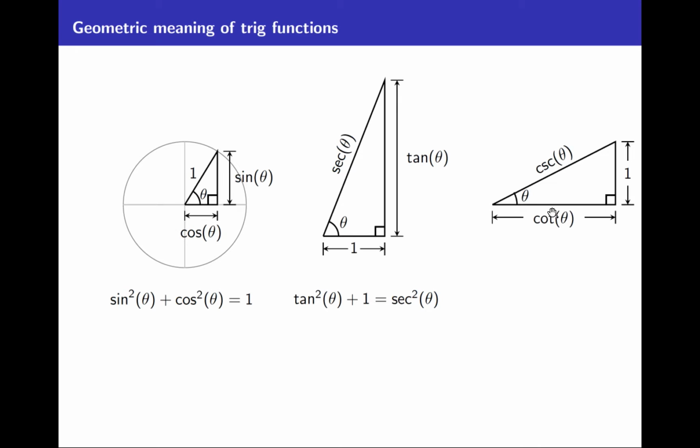And there's another fundamental equation that's going to come from this triangle. Cotangent squared theta plus 1 squared equals cosecant squared theta. That's what the Pythagorean theorem says about this triangle. Cotangent squared theta plus 1 equals cosecant squared theta. That holds no matter what value theta is.